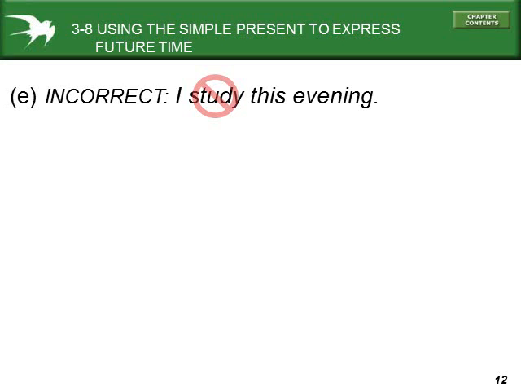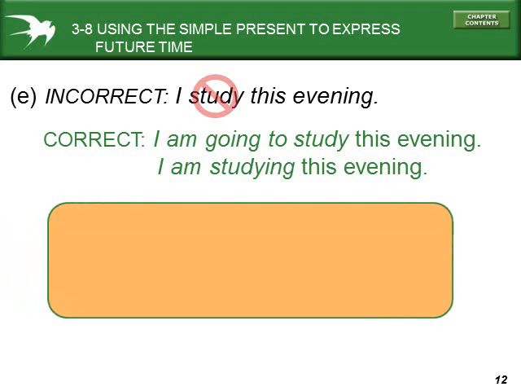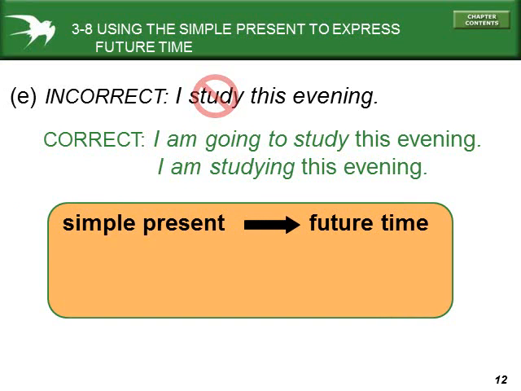So "I study this evening" doesn't mean the future tense. It doesn't mean the same as "I am going to study this evening" or "I am studying this evening." It actually doesn't really make sense. We can say "I study every evening," meaning a habit, but "I study this evening" to mean the future tense is inappropriate. Okay? So the simple present is used for future tense, but most verbs, besides those scheduled verbs, can't be used this way.